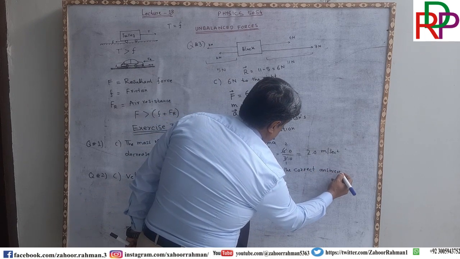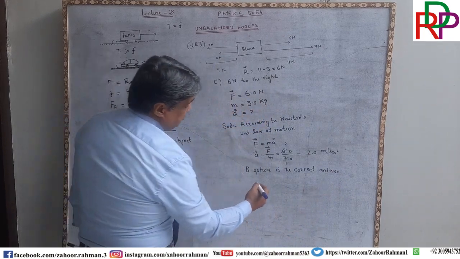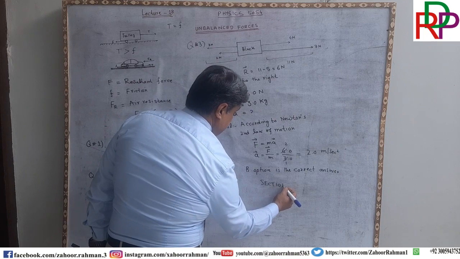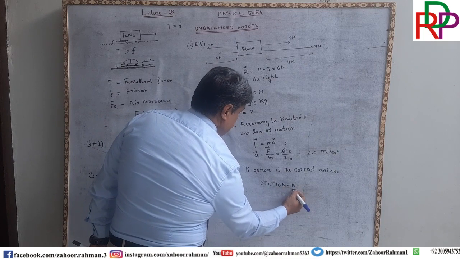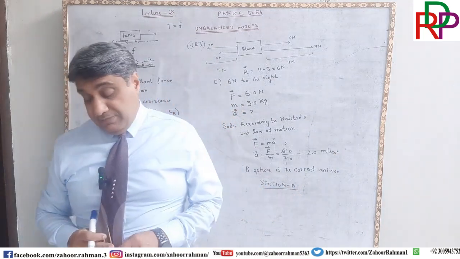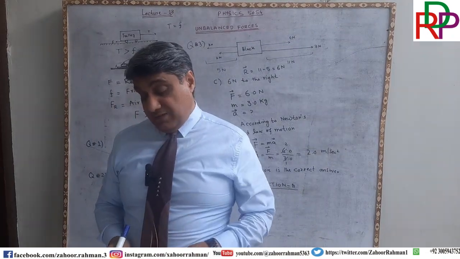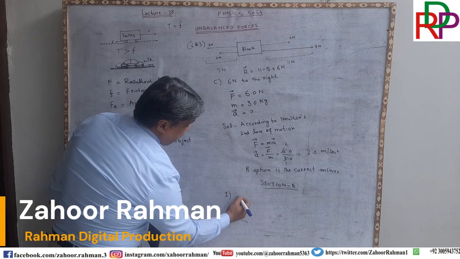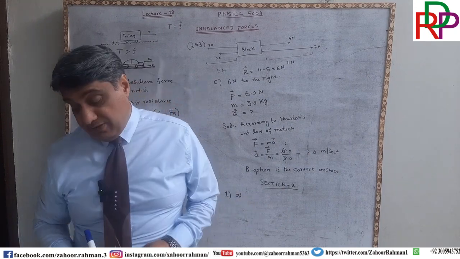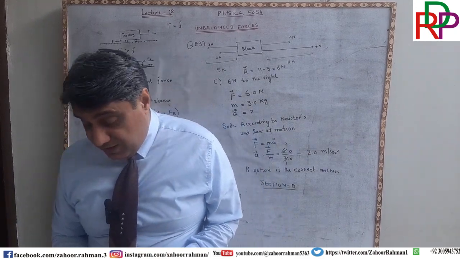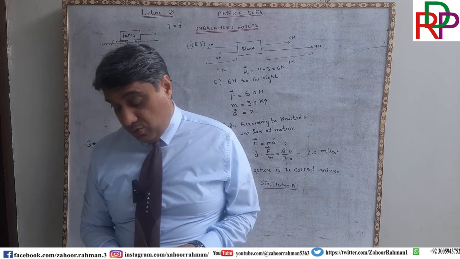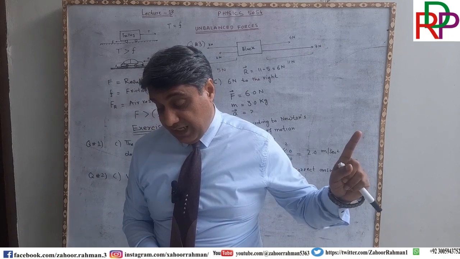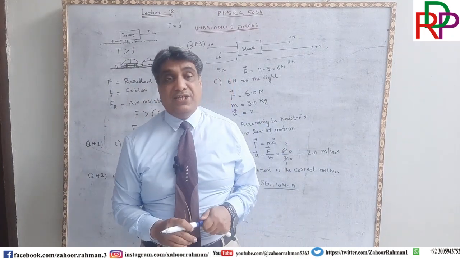Okay, now we are turning our focus to section B, which has structured questions. There is question number 1, and part A is saying: what is the difference between a scalar quantity and a vector quantity? Give an example of each.